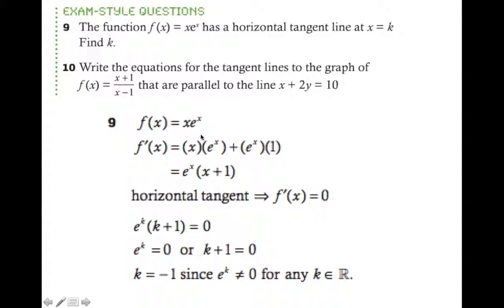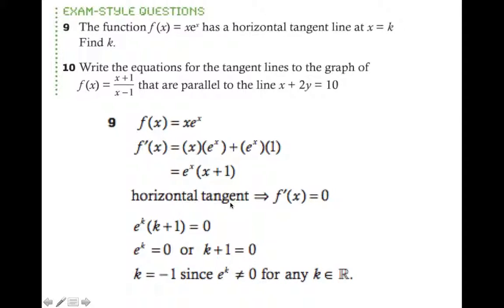Then you add second function times the derivative of the first. Derivative of x is just 1. So there is the derivative of that. That can be simplified into this. I think that's another key step in this problem, because when you have this, you can't solve that. But this can be solved. So let me show you what I mean.